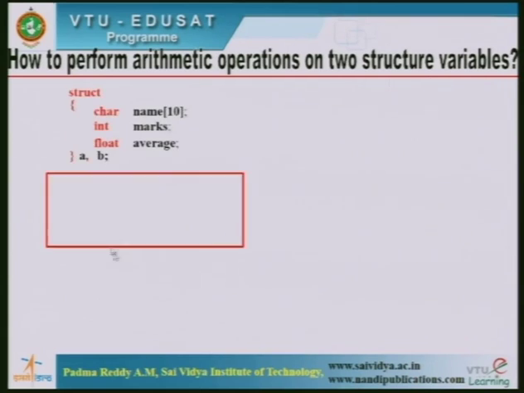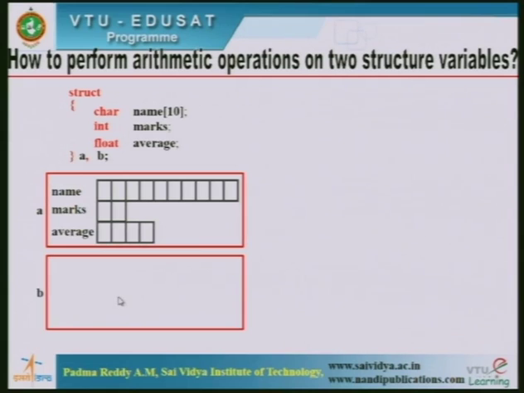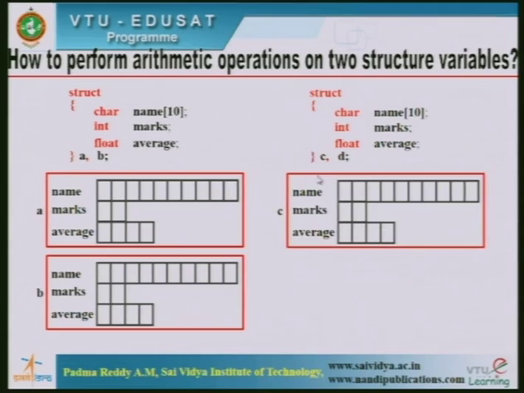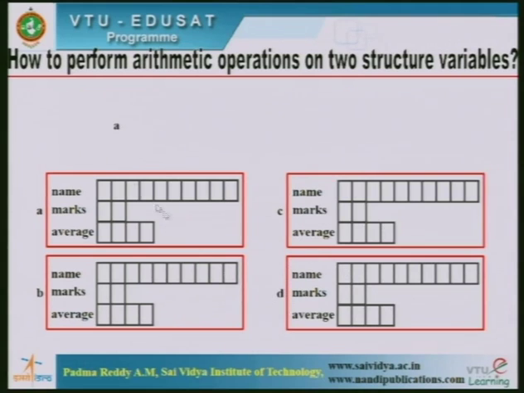Now here, as usual, memory is allocated for block A: for name 10 bytes, for marks 2 bytes, and for average 4 bytes will be reserved. Similarly, for the variable B also 10 bytes for name, 2 bytes for marks, and another 4 bytes for average. Now here our intention is to perform arithmetic operations on two structure variables. So similarly here, memory is allocated for the variable C, and another set of blocks will be allocated for the variable D.